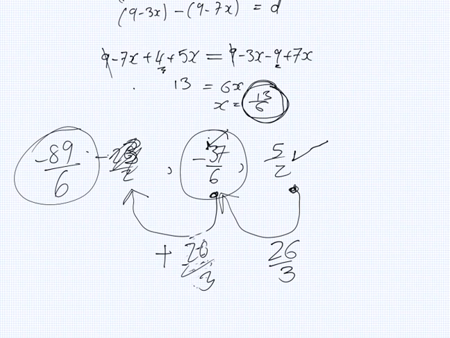So the point I was trying to make at the end here is when you put the value for x back in, you do get an arithmetic sequence. What is the d? 26 over 3. And what's the a? Minus 89 over 6. Yeah.